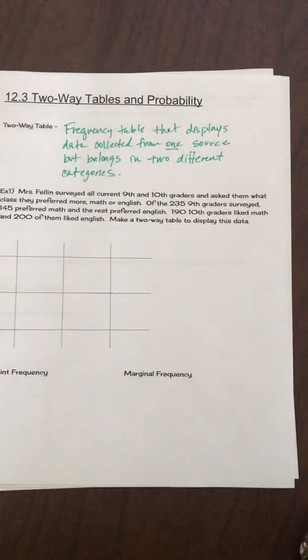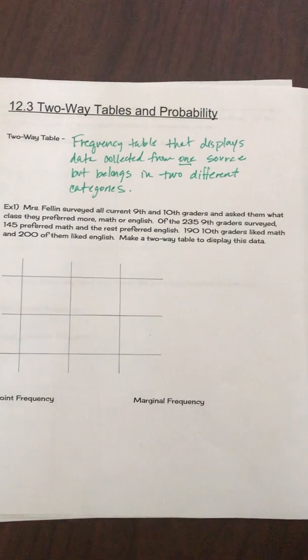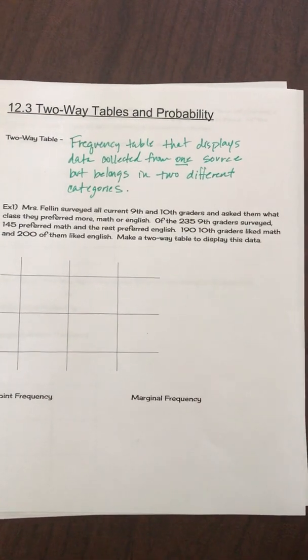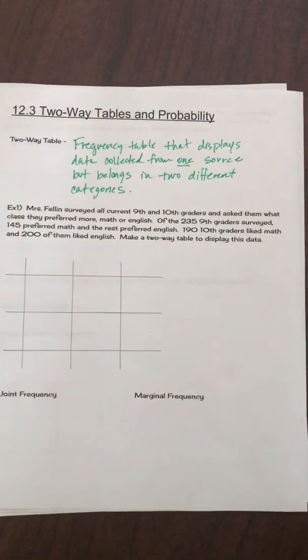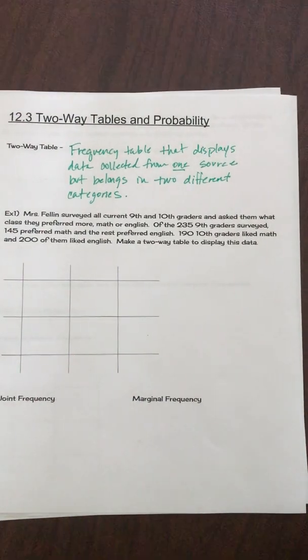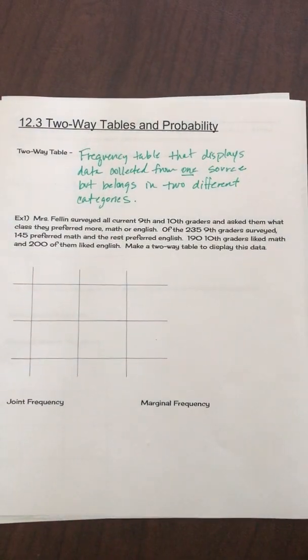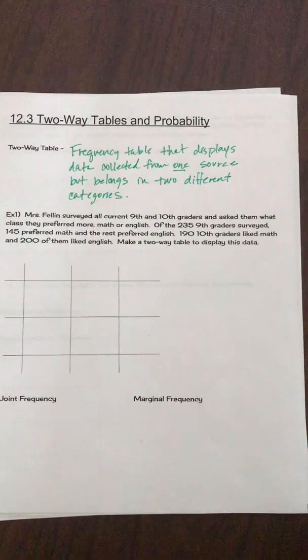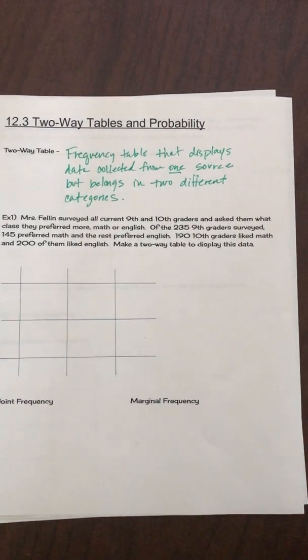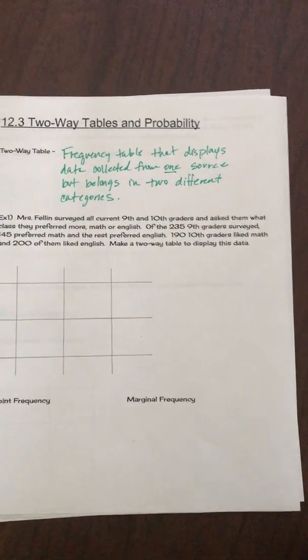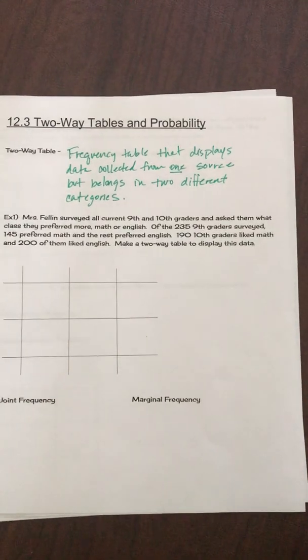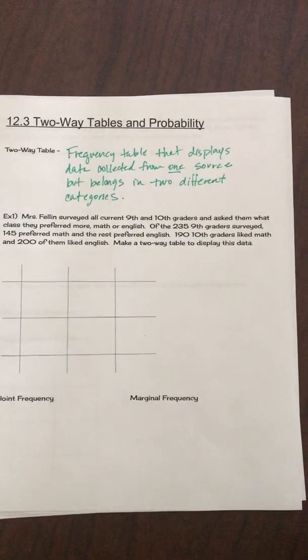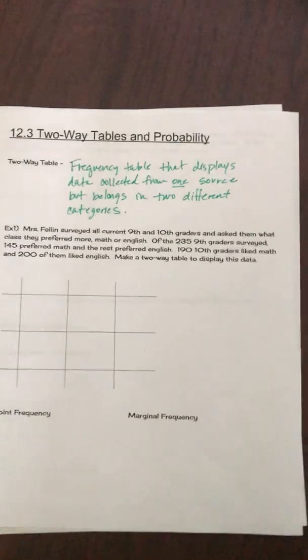Okay, so the first example says, Mrs. Fallon surveyed all current 9th and 10th graders and asked them which class they preferred more, math or English. Of the 235 ninth graders surveyed, 145 preferred math and the rest preferred English. 190 10th graders liked math and 200 of them liked English. Make a two-way table to display your data.